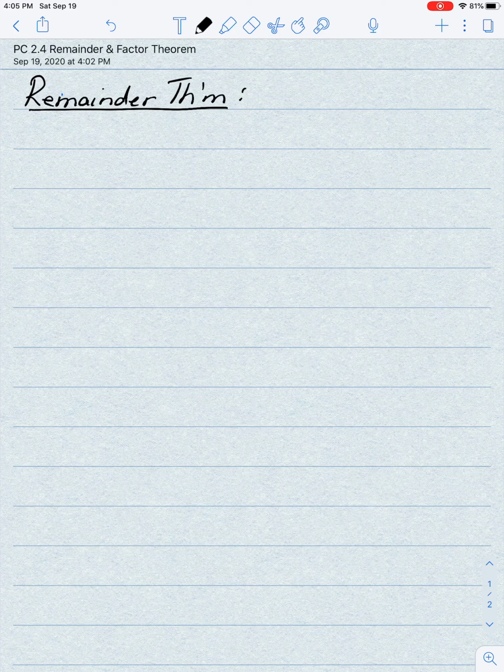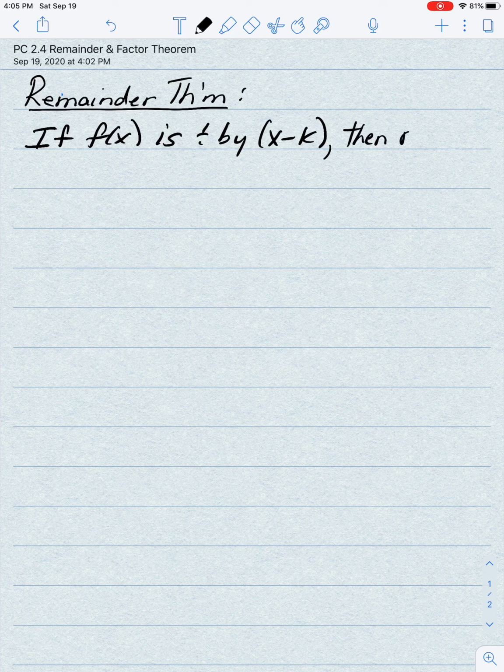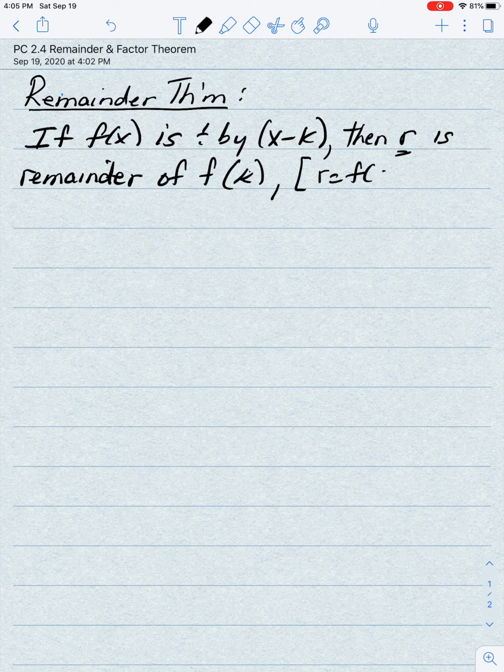Okay, so the remainder theorem: if f of x is divided by a factor x minus k, then r is the remainder, if r is equal to f of k, in other words.